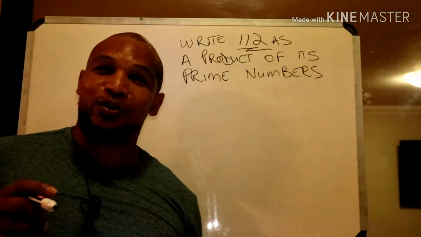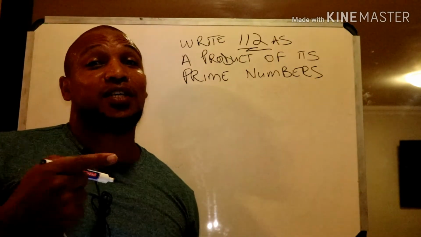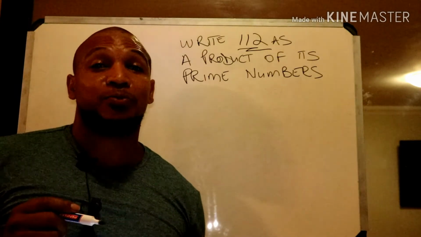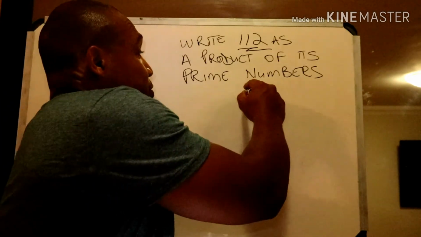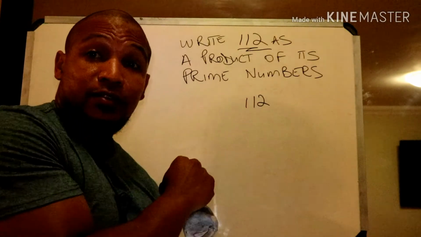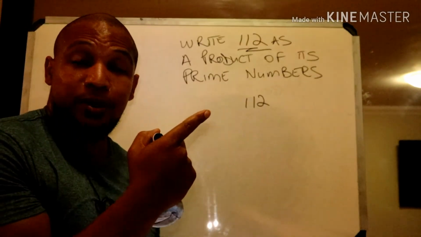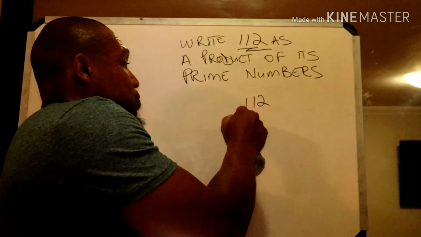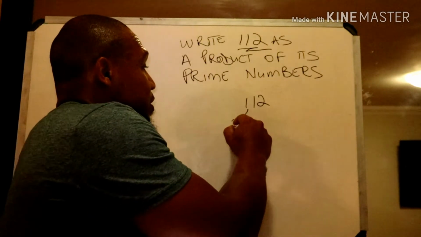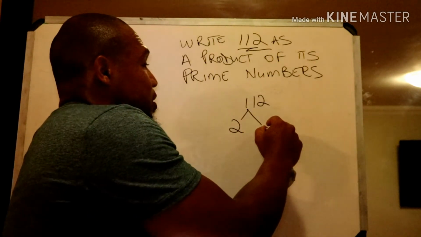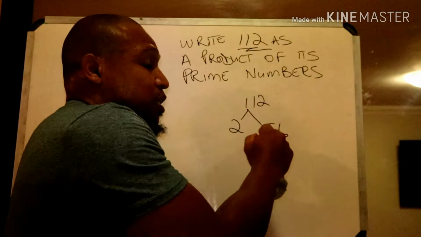The next example we're going to look at is we're going to write 112 as a product of its prime numbers. So we start by writing 112. We'll divide it by its smallest prime number, which is 2. And 112 divided by 2 is equal to 56.